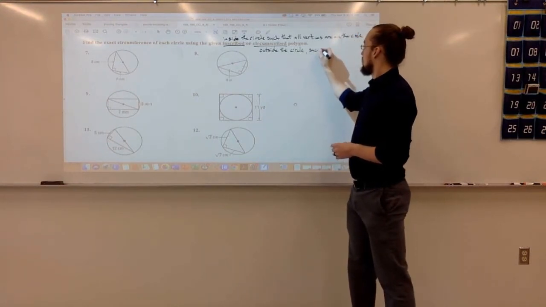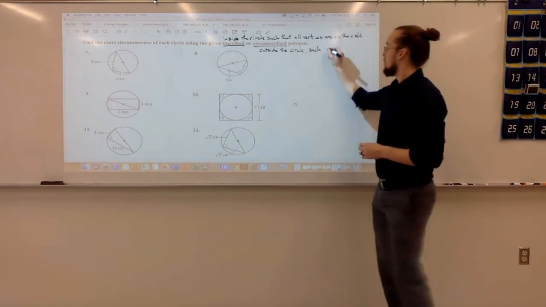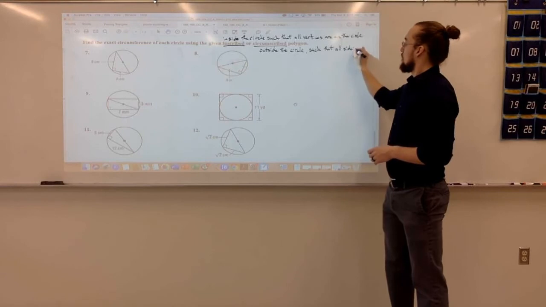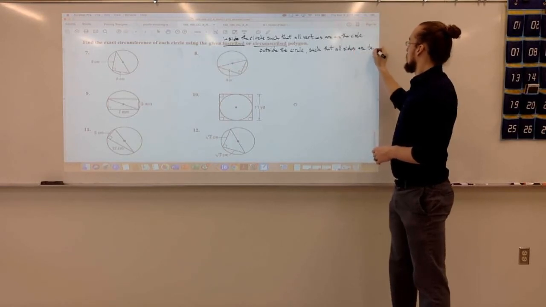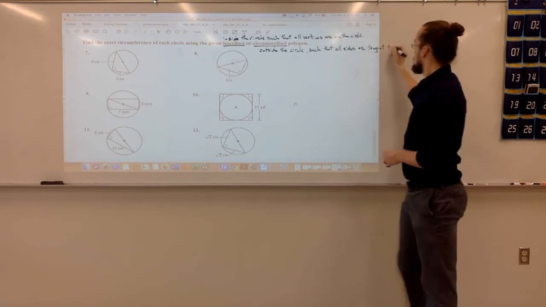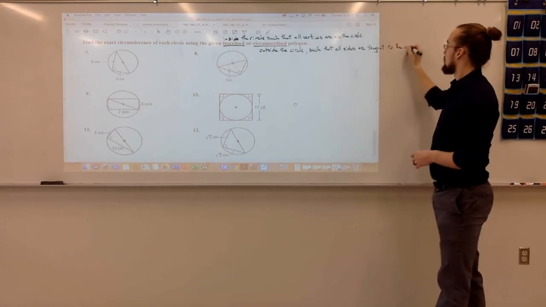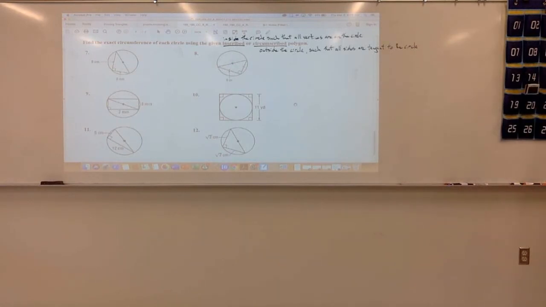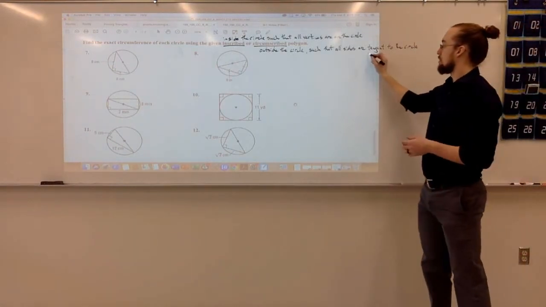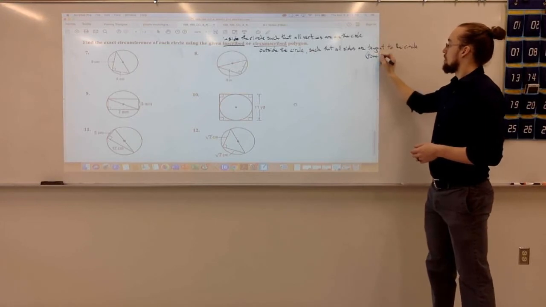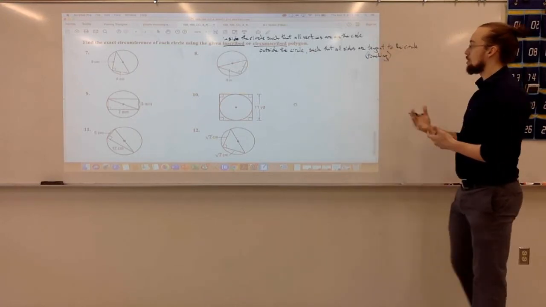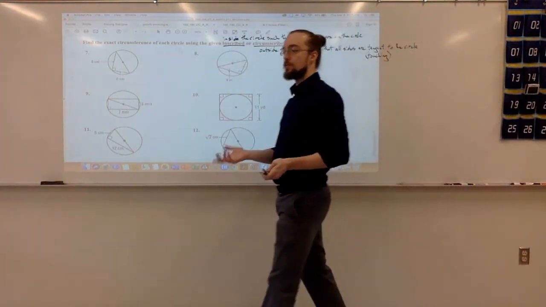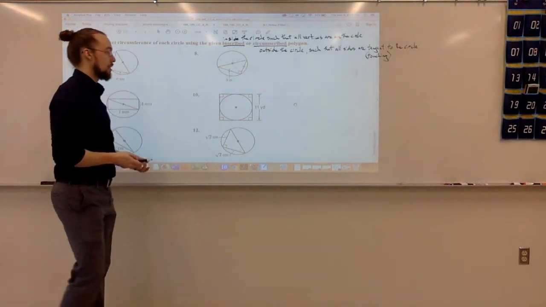There's a little more to this one as well, such that all sides are tangent to the circle. Now, tangent here means touching. Tangent means touching the edge of the circle. So inscribed means inside the circle, circumscribed means outside the circle.